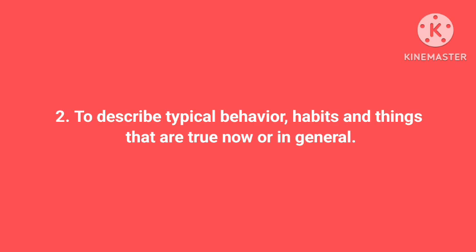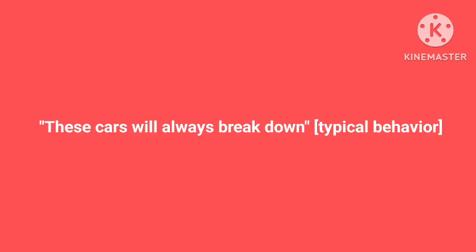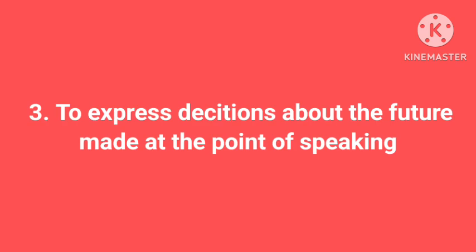The second one is to describe typical behavior, habits, and things that are true now or in general. An example of this would be, these cars will always break down. The third use is to express decisions about the future made at the point of speaking. A common example of this would be, I will never fall in love again.